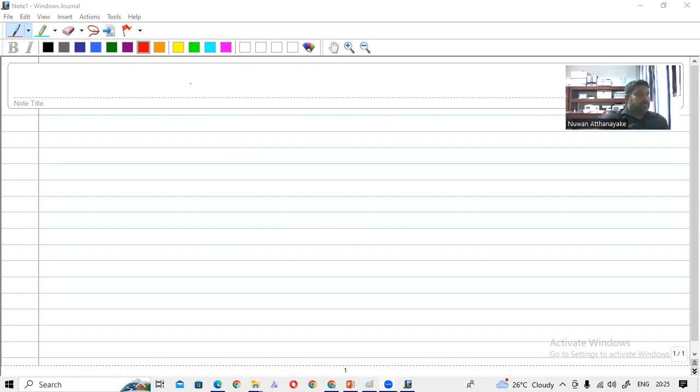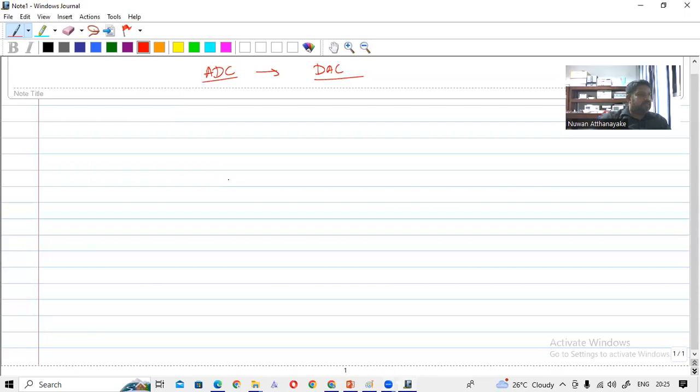So we have discussed all the related things with respect to ADC, analog to digital converter. Now we have to talk about DAC, digital to analog converter. So I think now you can understand what a DAC is. A DAC will convert a digital signal into an analog signal.